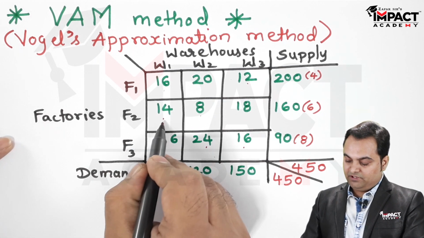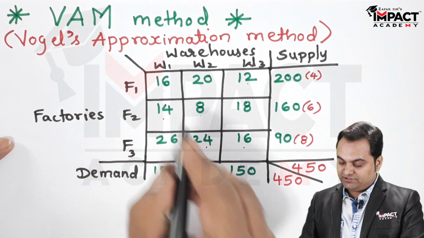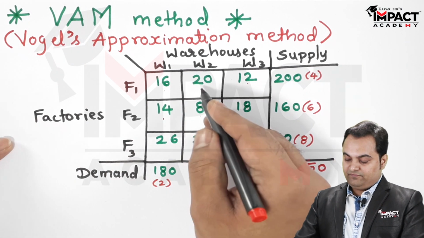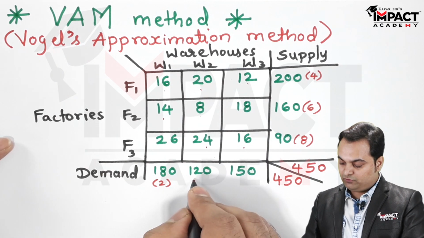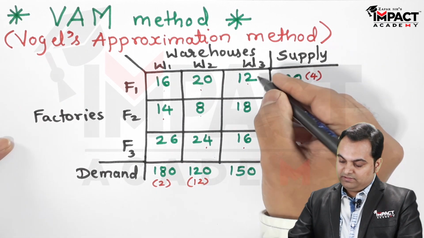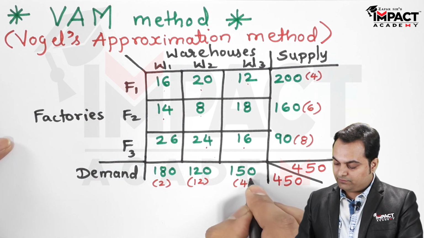For the first column, the minimum value is 14, next higher value is 16. So the difference is 2. For the second column, 8 and then 20. The difference is 12. Last, here we have 12 and 16. So the difference is 4.